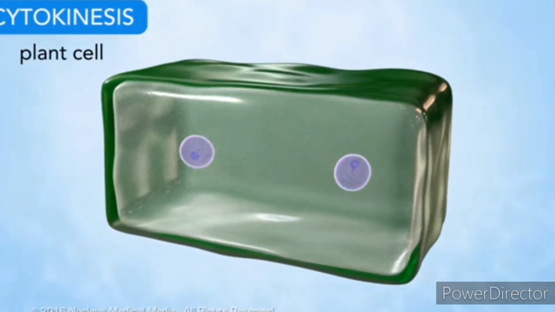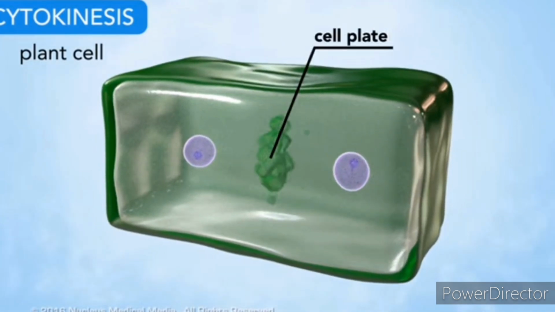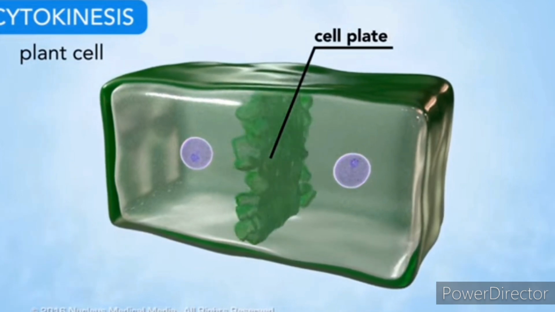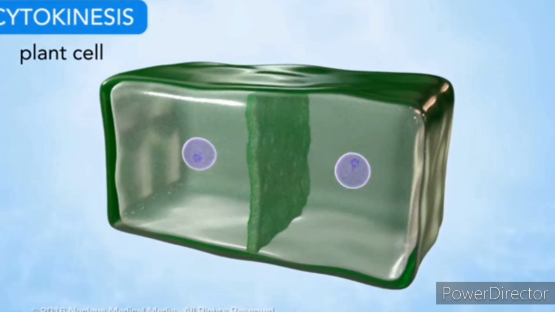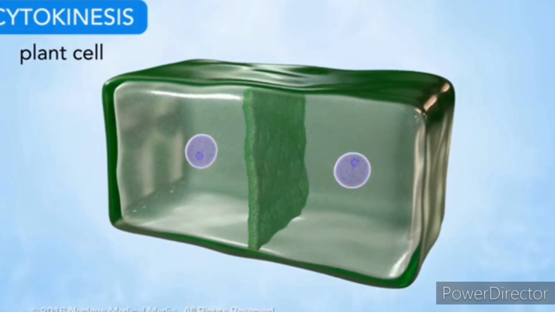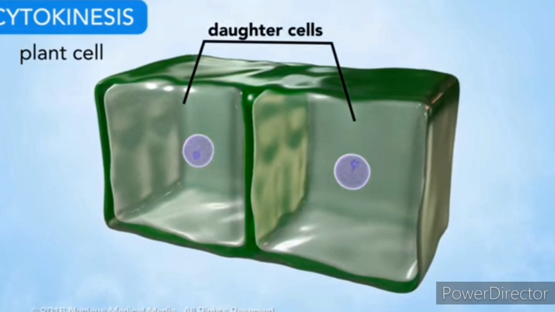Instead, cell wall material assembles along the equator, forming a structure called the cell plate. The cell plate grows until it joins with the existing cell membrane, separating the 2 halves of the cell into daughter cells. Over time, new cell walls form between the 2 daughter cells.